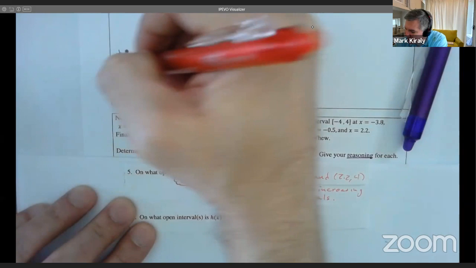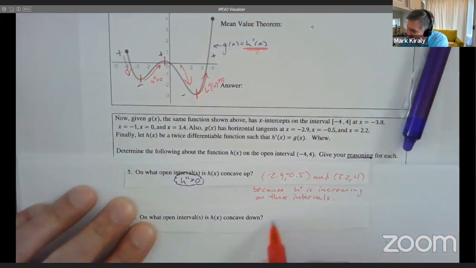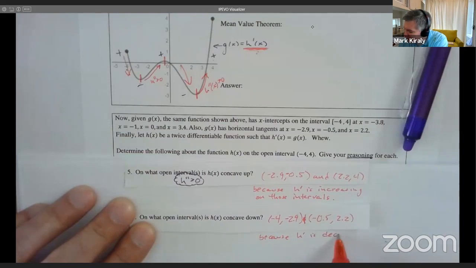Well, where we're decreasing. So -4 to -2.9, see if I can get through all my negatives correctly, and -0.5 to 2.2. We'll use the backwards E ampersand. And again, I know this because this is where h prime is decreasing.